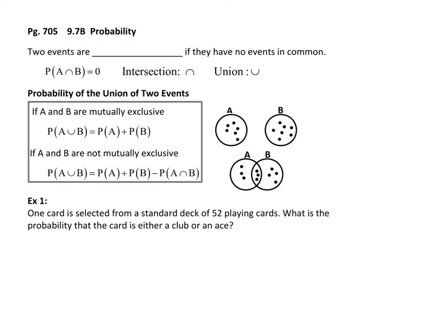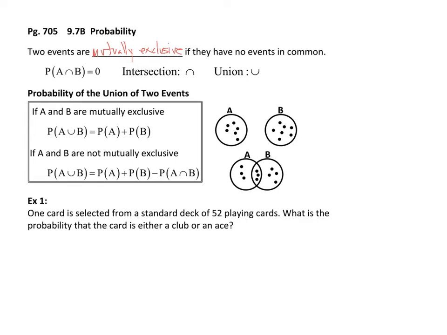All right, starting the last lesson of the year, 9.7b probability. Two events are mutually exclusive if they have no events in common.